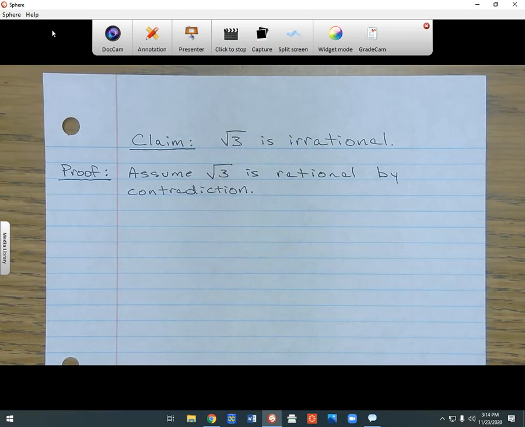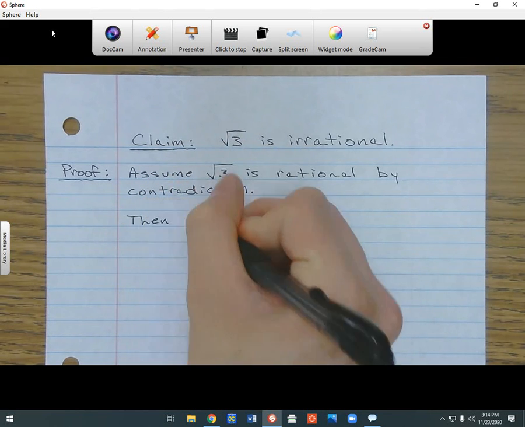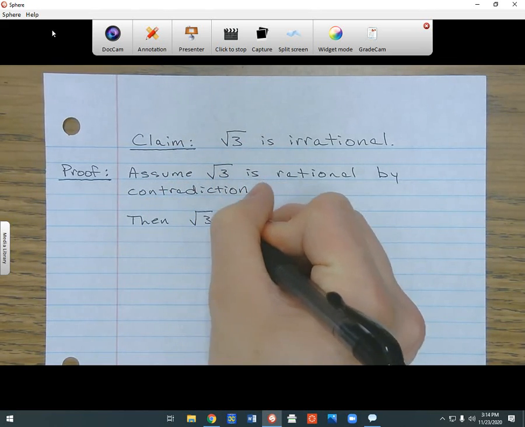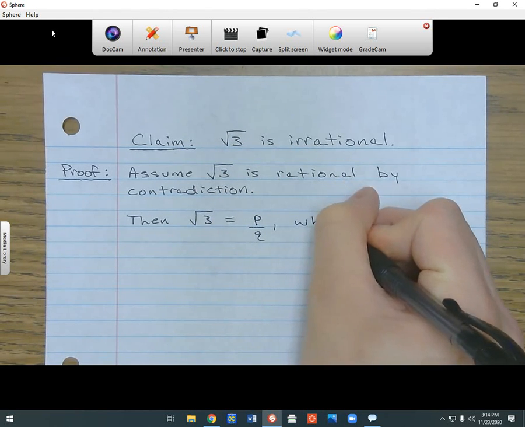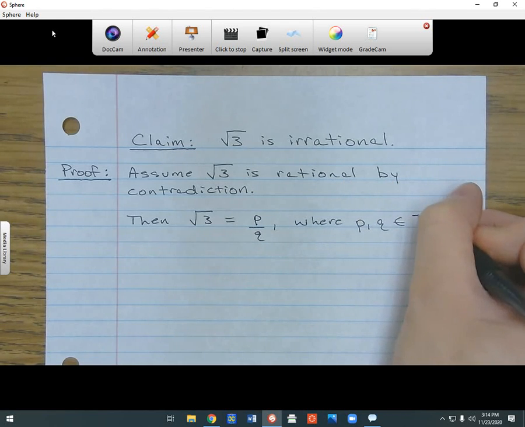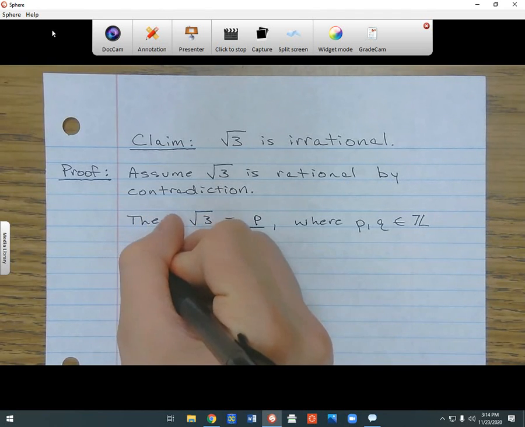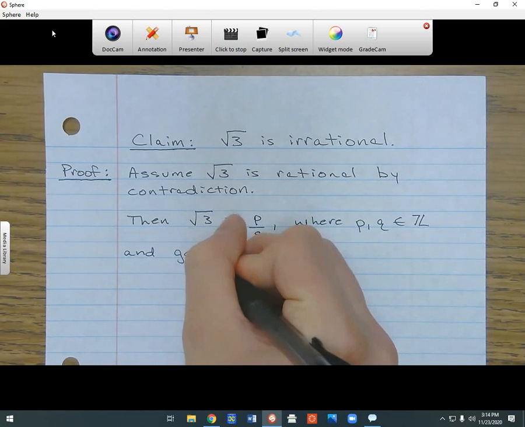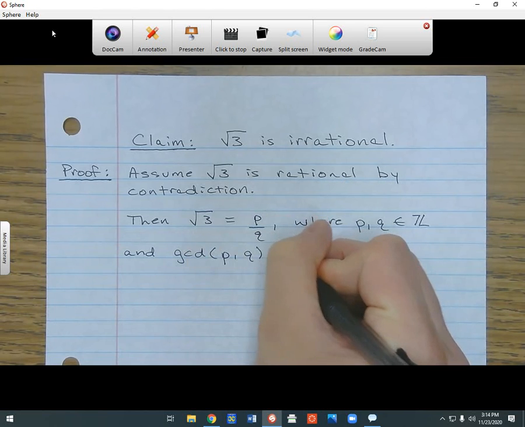Okay, so if the square root of 3 is rational, then that means we can write this number as a fraction. So then the square root of 3 is equal to p over q, where p and q are whole numbers, so we'll just say they belong to the set of all integers. And we can also say that the greatest common divisor of p and q is 1.